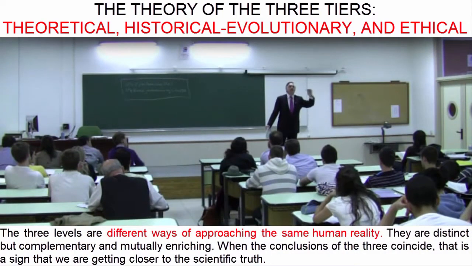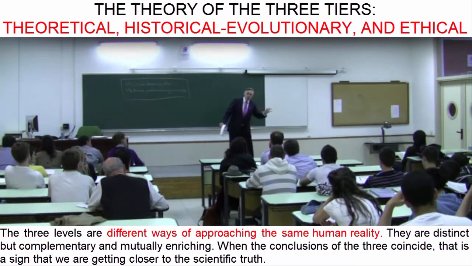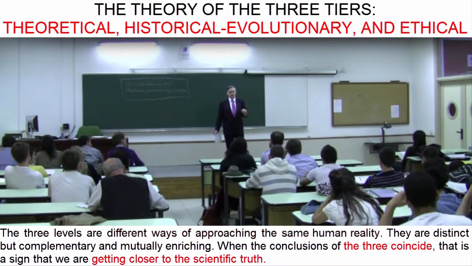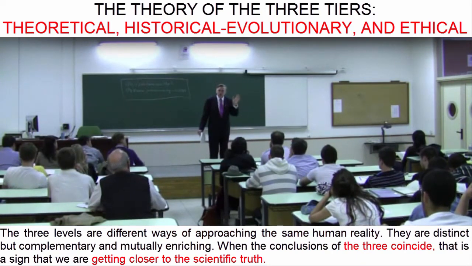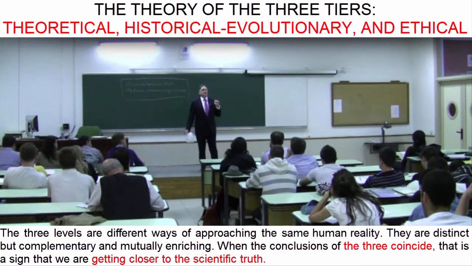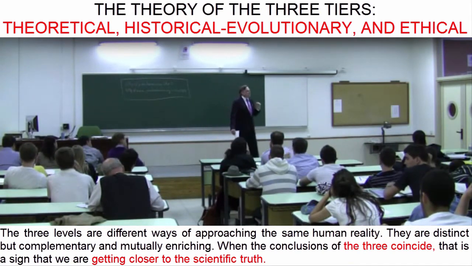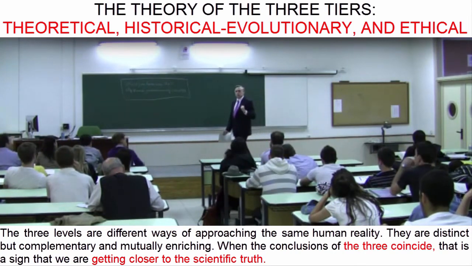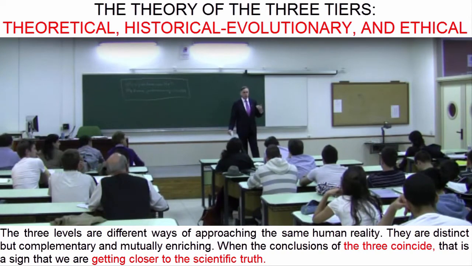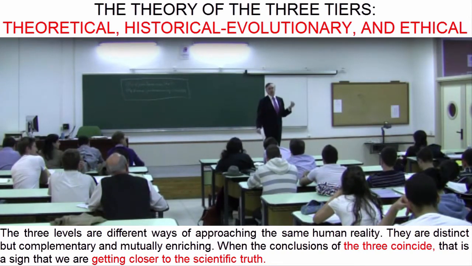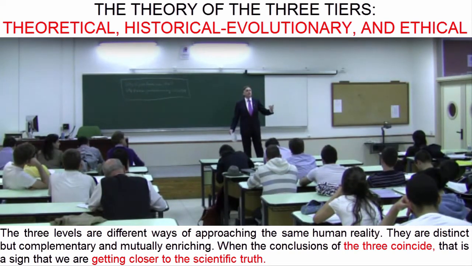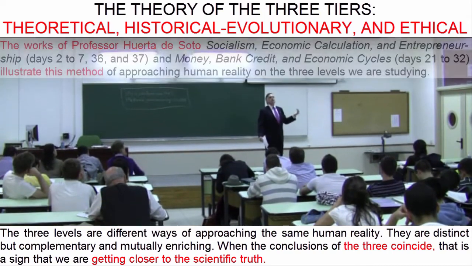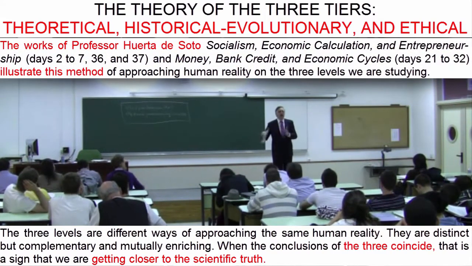Thus, ethics, history, and theory are the three elements, the three levels of approach to social science. It may turn out that the conclusions we reach on these three levels seem to point in the same direction. We social scientists know that we must recognize the limitations of the human mind, and the fact that we are constantly in danger of erring, and must refine our theories again and again. However, if we see that conclusions in the area of ethics, in the area of evolutionary history, and in the area of economic theory point in the same direction, then we can be relatively certain that we are getting closer to the scientific truth.